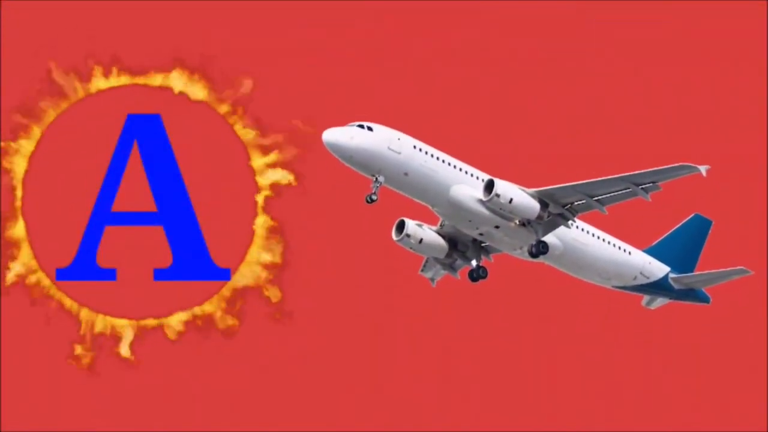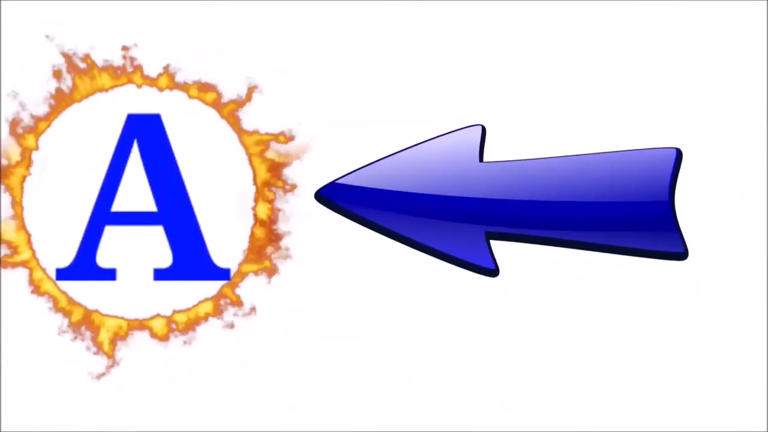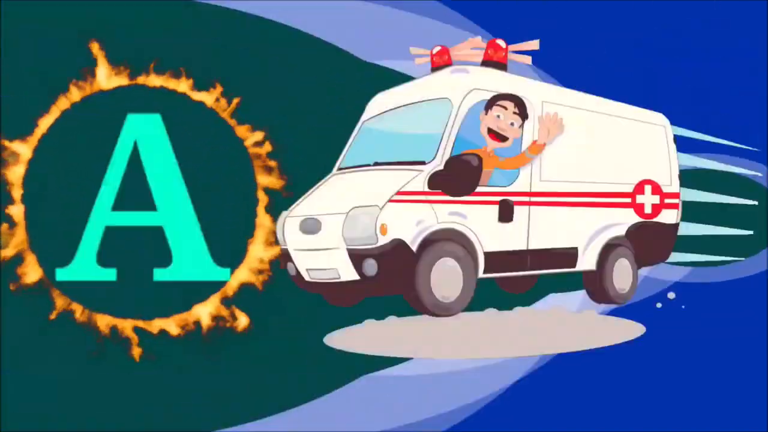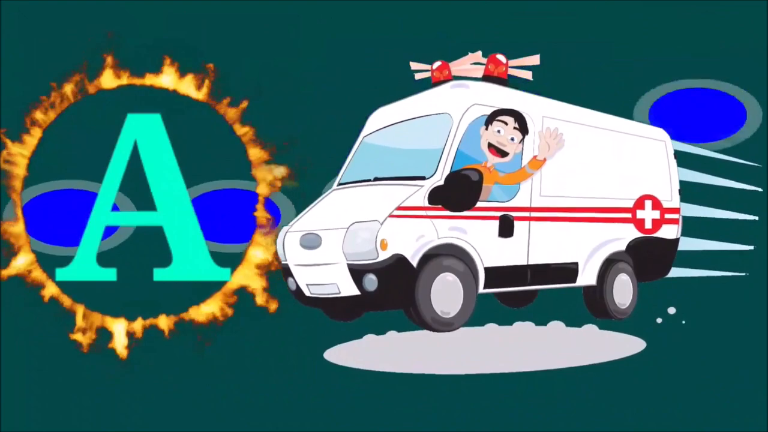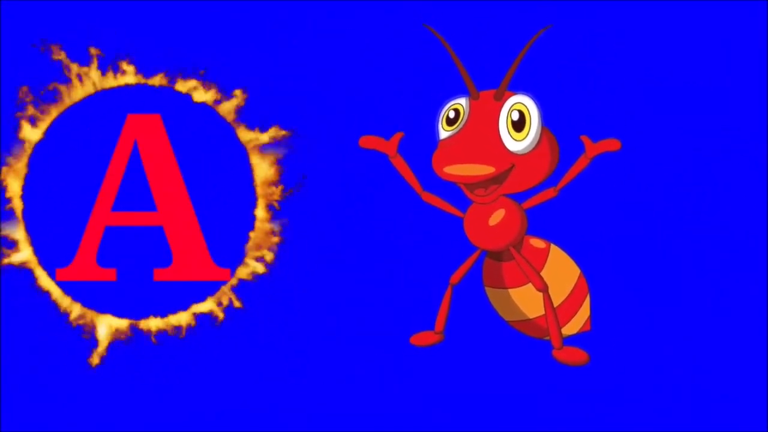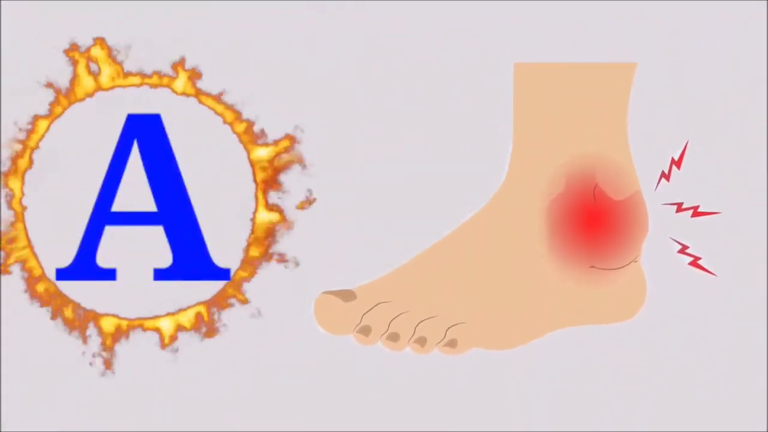A for aeroplane. A for arrow. A for astronaut. A for alligator. A for ambulance. A for aunt. A for ankle.